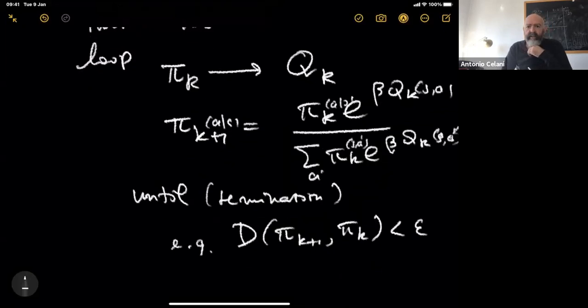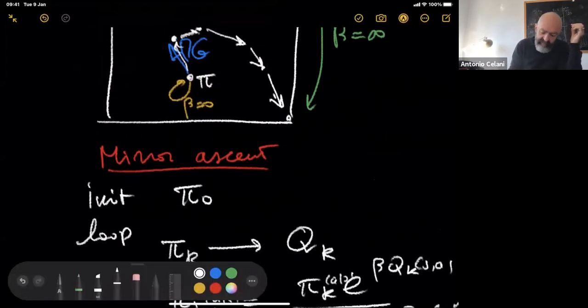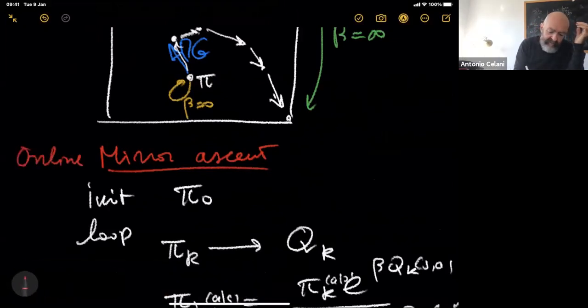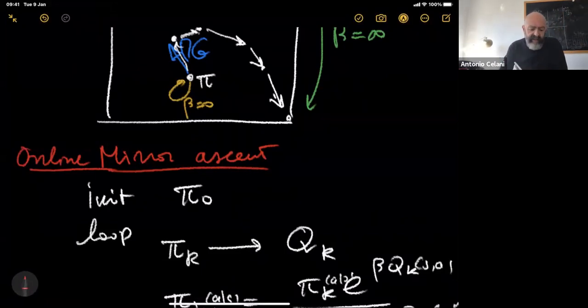Okay. So this is actually an instantiation of a much broader class of algorithms, which are online mirror descent. Online mirror ascent or mirror descent, if you want to minimize, which are of enormous importance in convex optimization theory, and find an application in this context.